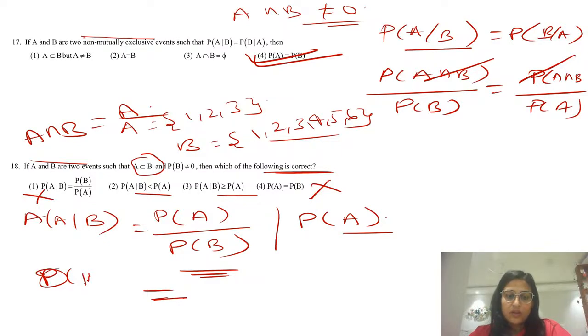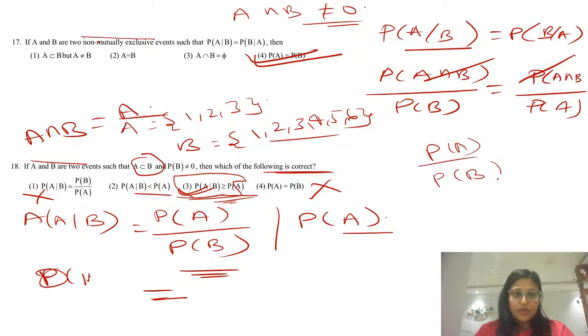So 1 by 2, and P of A, what is P of A? 1 by 3. So the correct answer here is definitely that P of A by B is greater than P of A. It won't be less than, it will be greater than. Probability of happening of A divided by probability of happening of B, that's what P of A by B is. That is greater than P of A. Correct. Okay. Let's come to the next now.